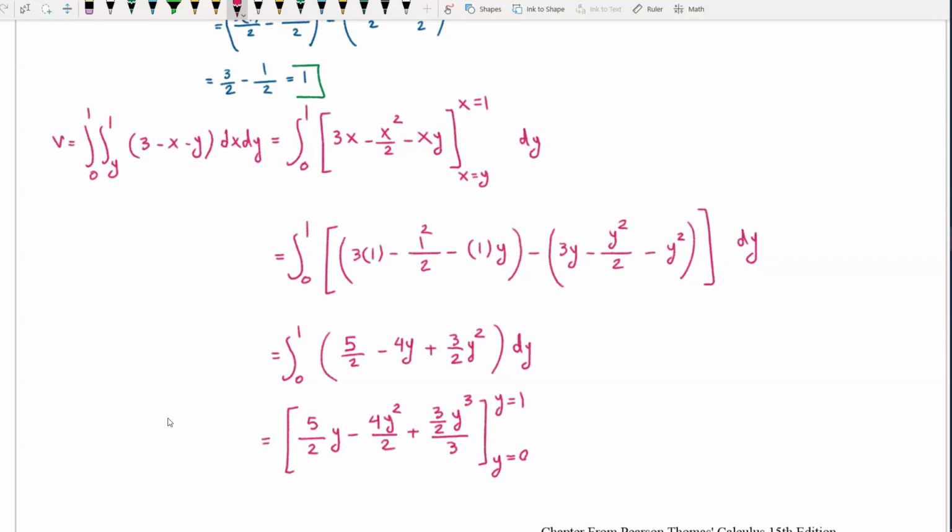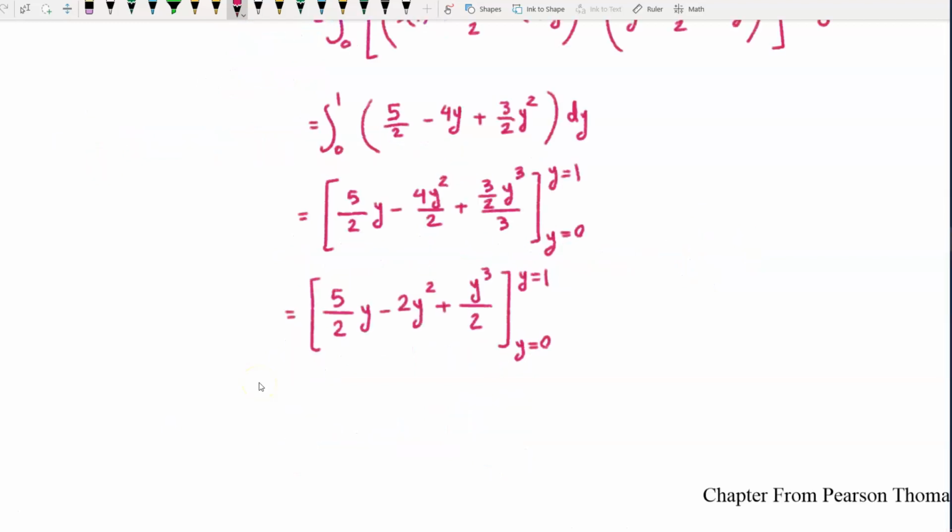Now integrate with respect to y, here we have y over 2 times y minus 4y, so changing this power from 1 to 2 and then divide by same number, so that's 4y squared divided by 2, plus here is 3 over 2 y squared, so our power will change to y cubed, and then divide by same number that we have for our power, so divide by 3. So here we have 3 over 2 y cubed over 3, I'm going to simplify.